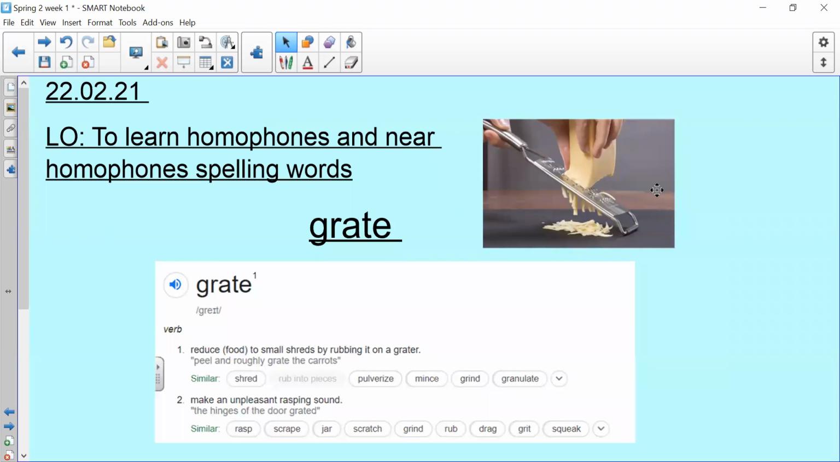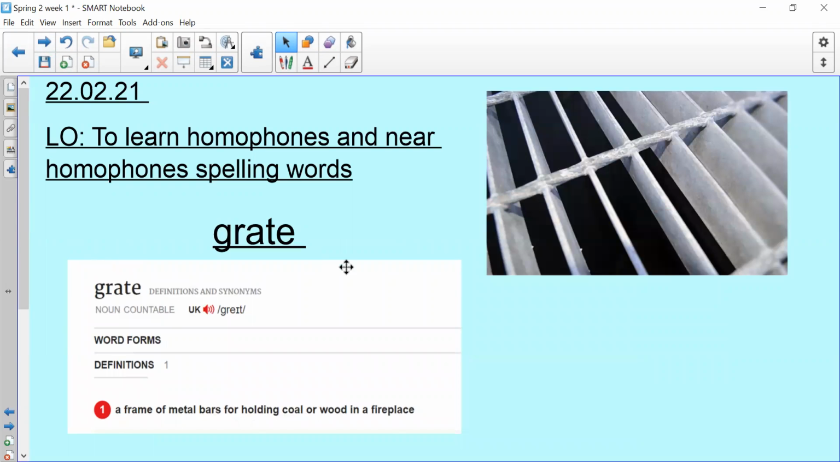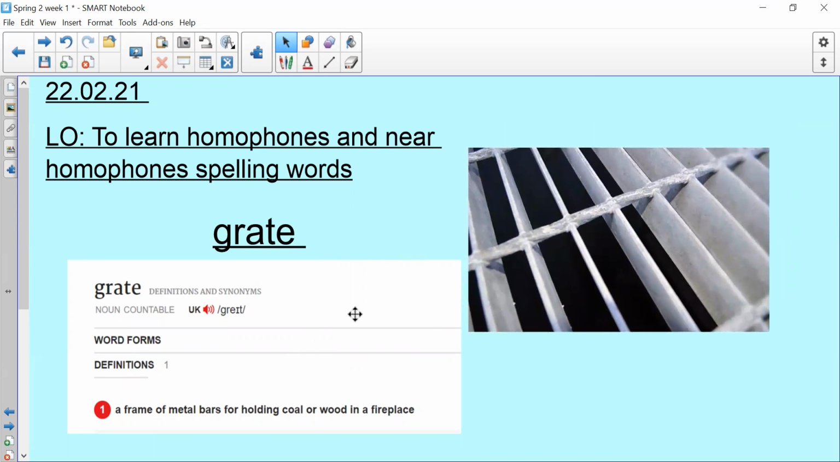So you can pause it if you've got someone with you and just discuss those meanings. If not, just have a look and look at the visuals too. Okay. Then another meaning of grate is a noun, and it's a frame of metal bars for holding coal or wood in a fireplace. And if you remember, grate was actually mentioned in our Iron Man story, where he lay on the metal grate at the end of the story, okay? So there's a verb meaning of grate and also a noun just for this spelling.